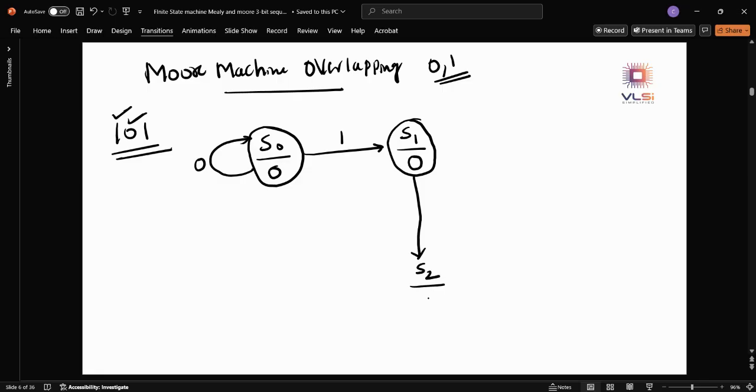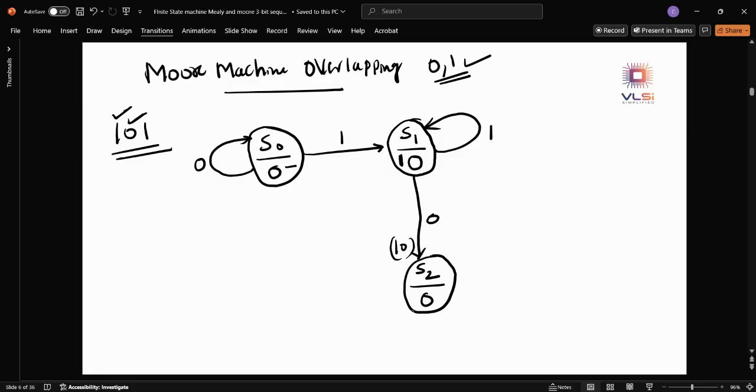Next, at S2, the possible combinations you need to check are 0 or 1. If it is 0, normally you are getting 1 0 0. But you are checking for 1 0 1, so it will go to the initial state. So this is the input 0.